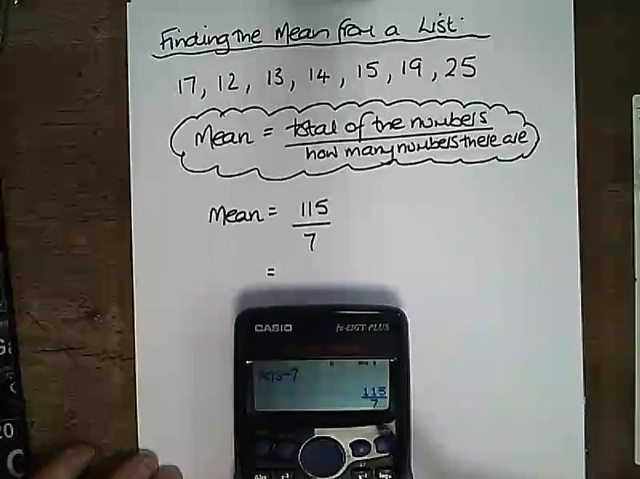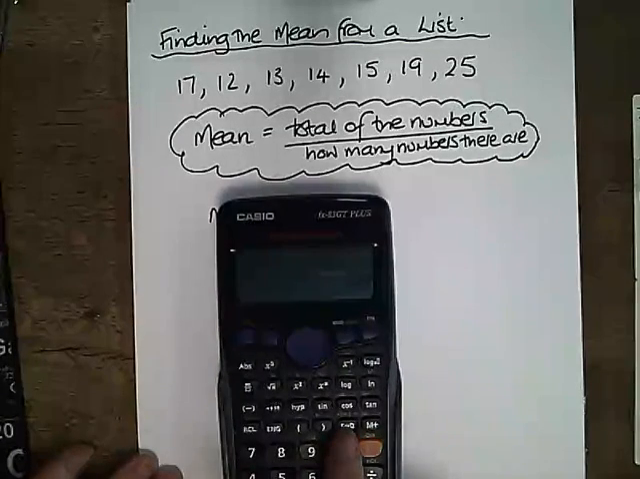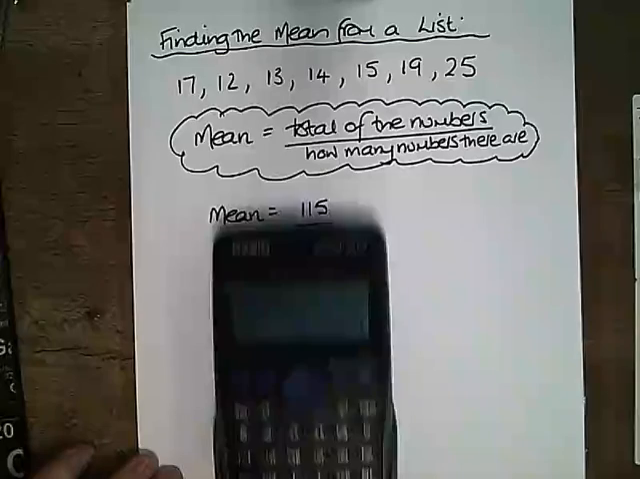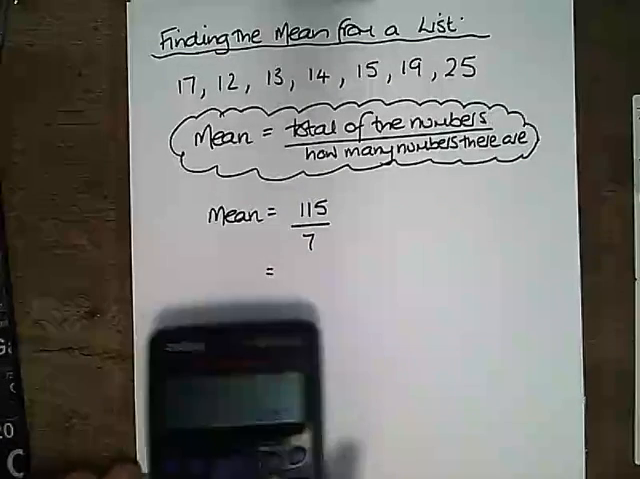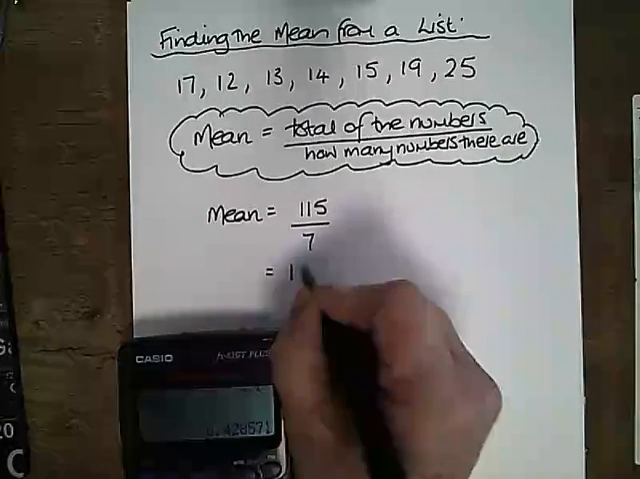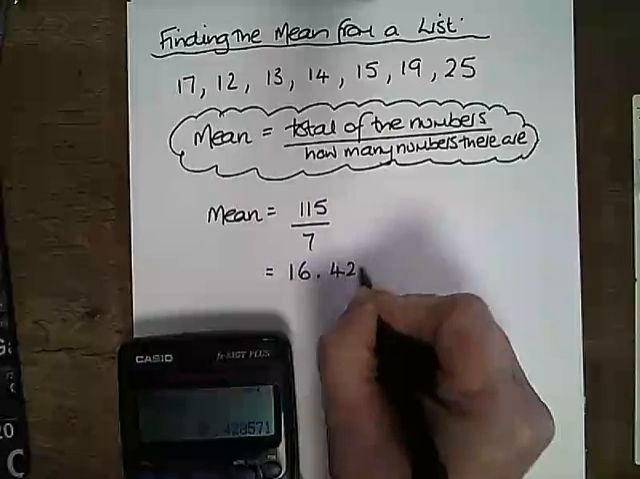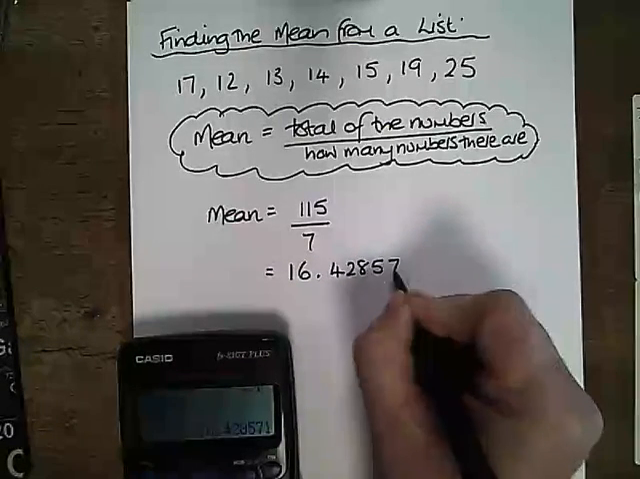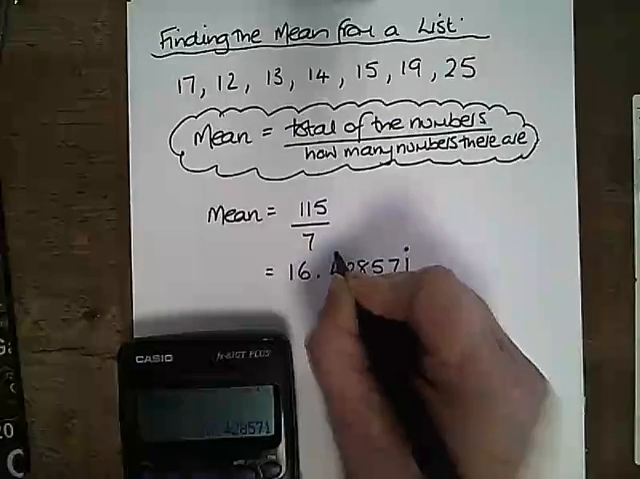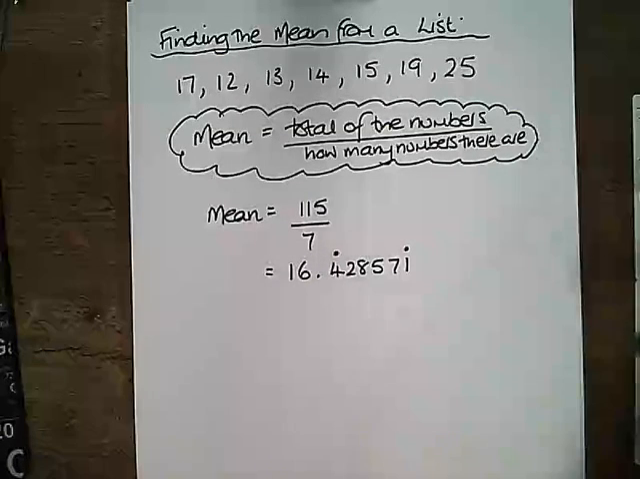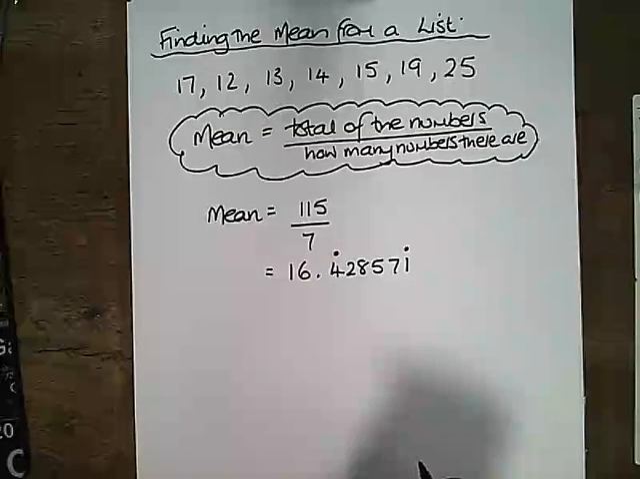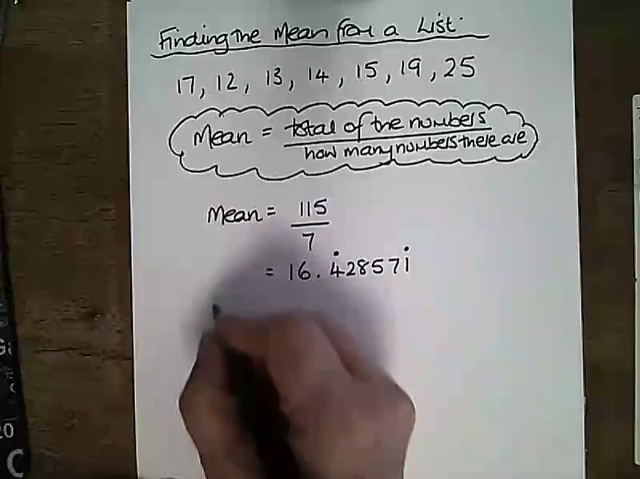If you want to change it into a decimal, press this button, the SD button, and it gives us a long recurring decimal. So let's just write part of it down. 16.428571. And there are dots over the 4 at the beginning and the 1 at the end because that's a recurring decimal.